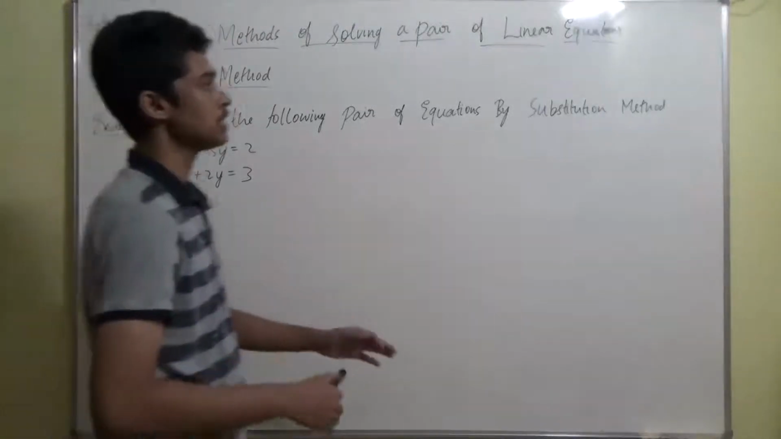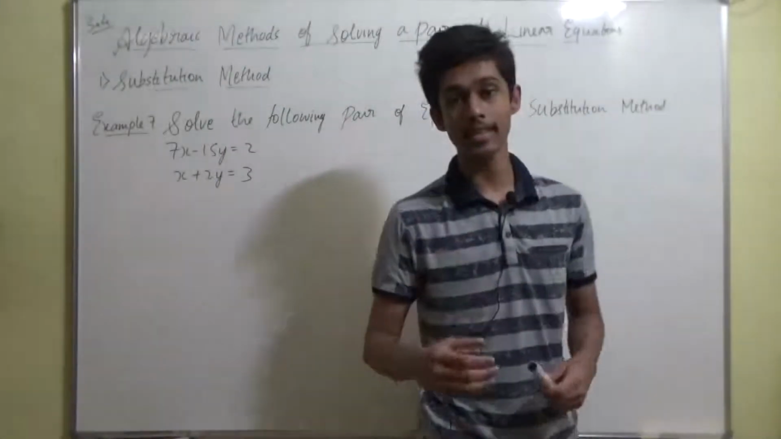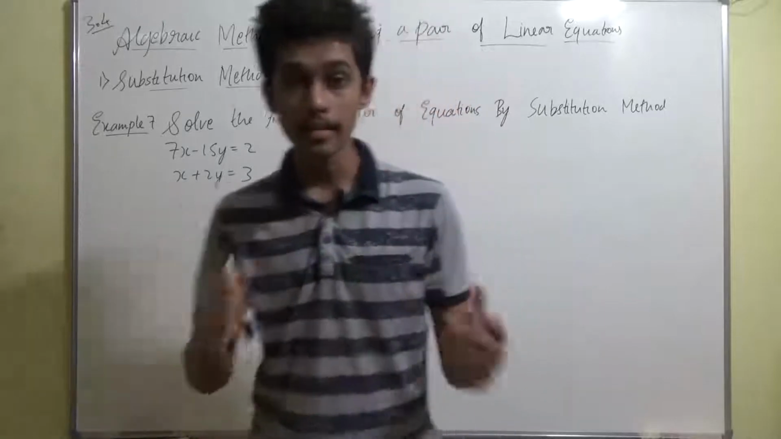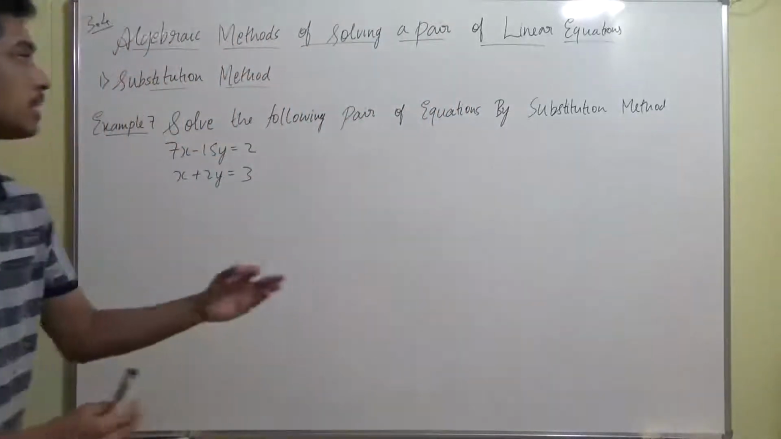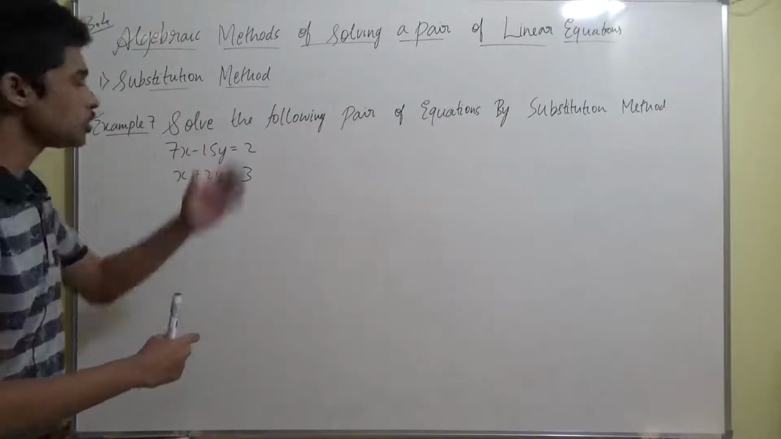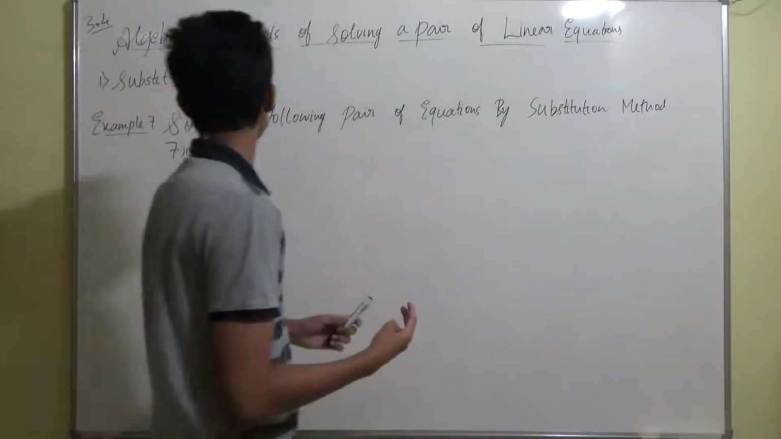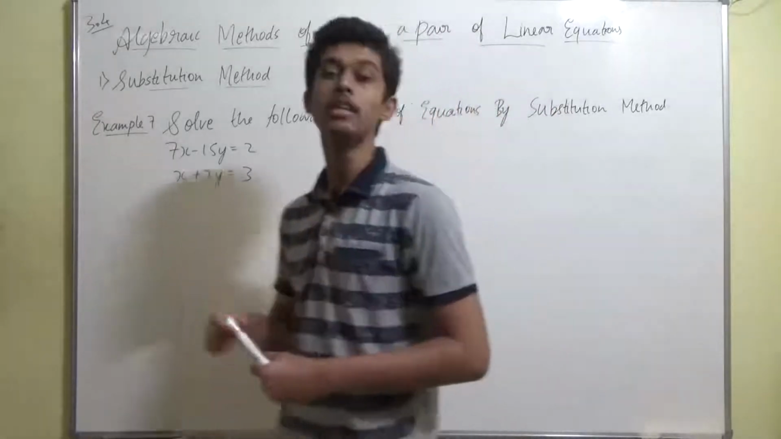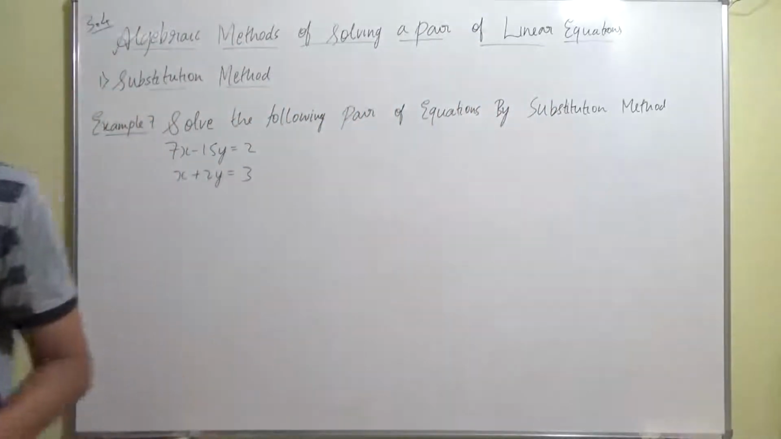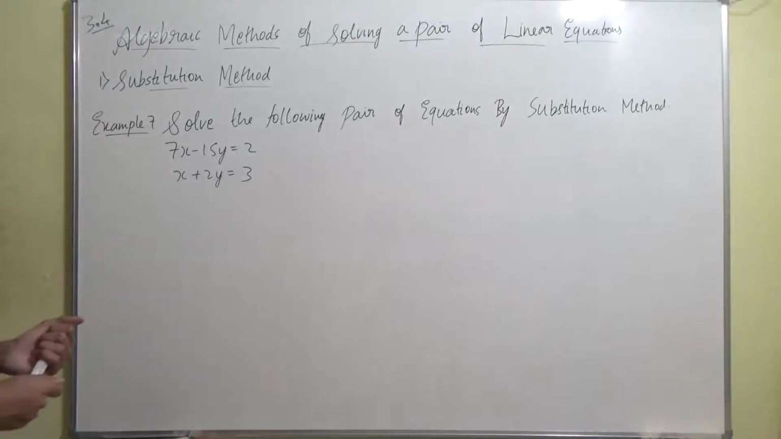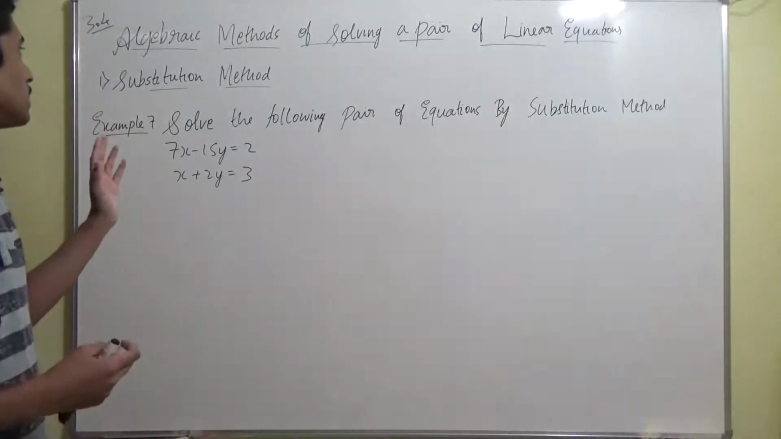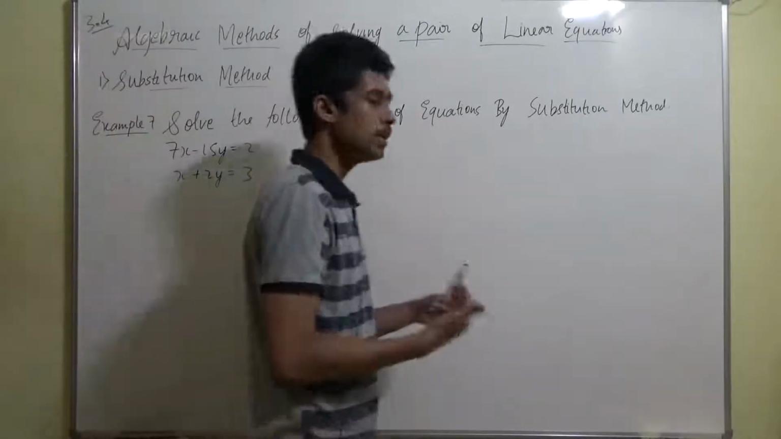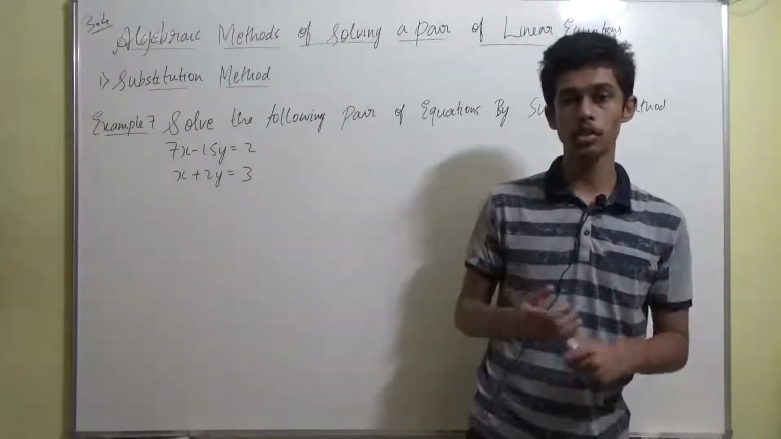Now we are going to the next topic of this chapter, that is the algebraic method of solving a pair of linear equations. In that also there are broadly three methods guys. One is the substitution method, the second is the elimination method, and the third is the cross multiplication method. We are going to see each method one by one. In this lecture we'll be seeing the substitution method.